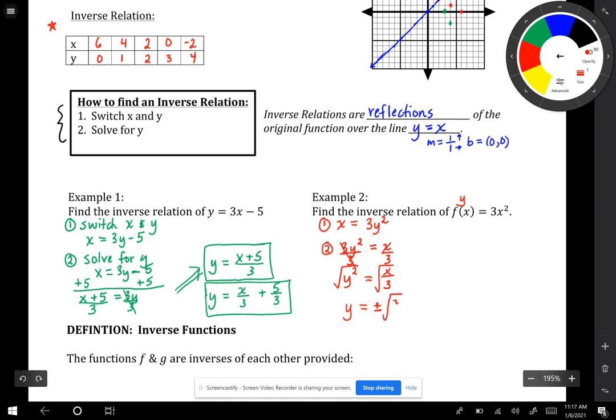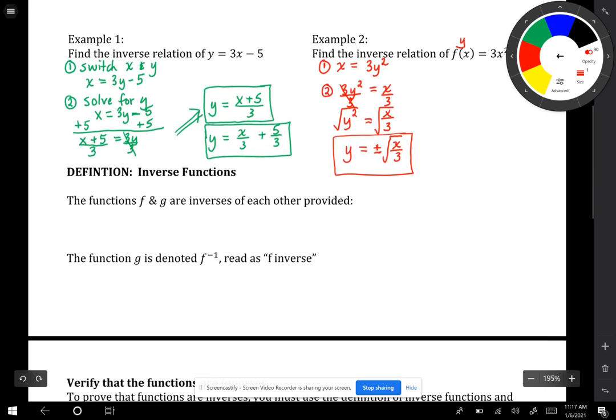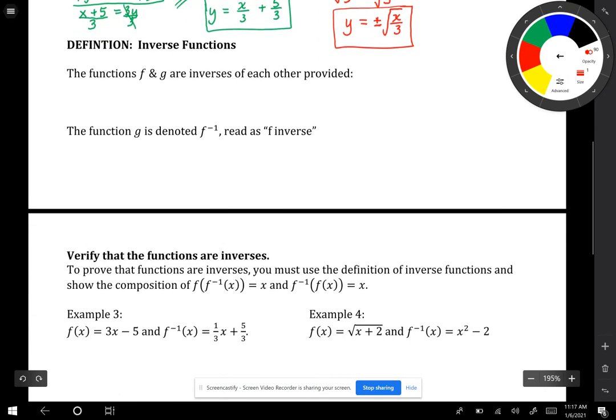And so we won't worry about rationalizing the denominator because we're just writing an equation. We're not simplifying it. So it's okay to have a radical in the denominator. And that is perfectly acceptable for this particular problem. So just two simple steps to remember: switch x and y first, and then solve for y. Now, those are inverse relations.